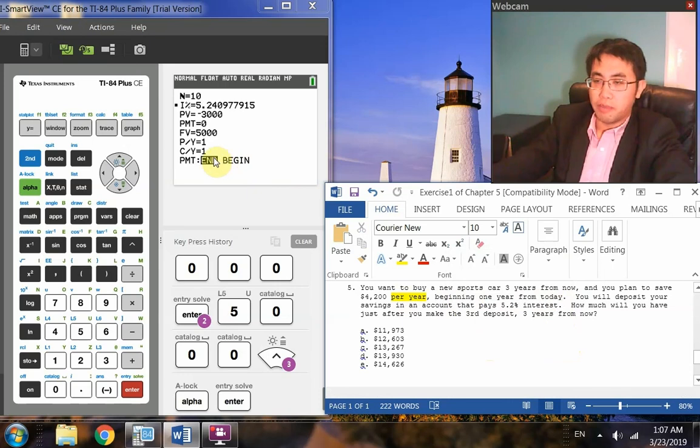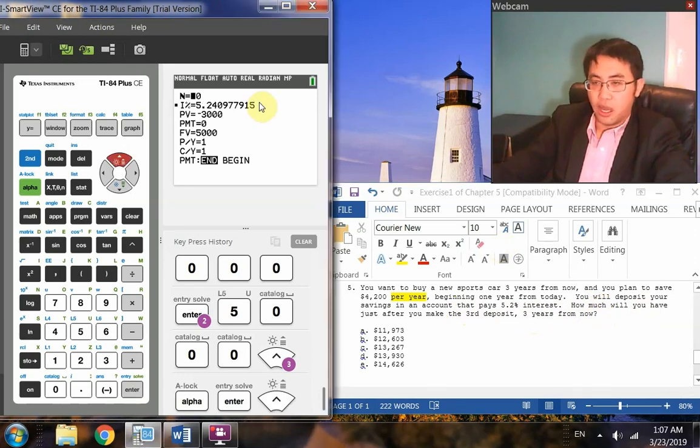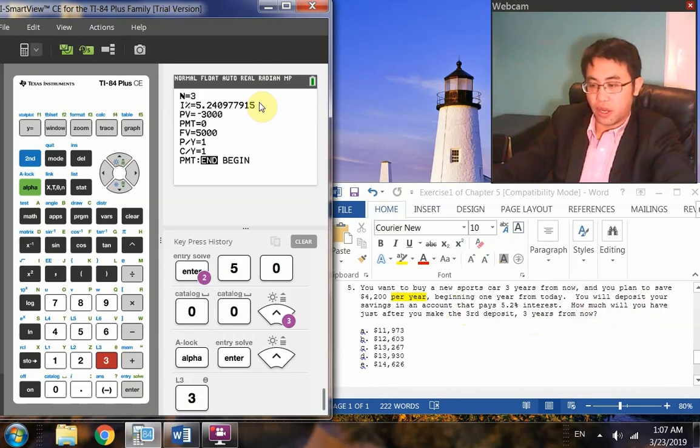So with that being said, your payment method should be end, because you make the payment at the end of the first year, at the end of the second year, and also at the end of the third year. The interest rate is 5.2%, and it's asking you how much will you have after you make the third payment 3 years from now. Clearly, it just verified that your payment is made at the end of each year. Alright, so get back to your calculator. For N, you're gonna put 3 years, and your interest will be 5.2.